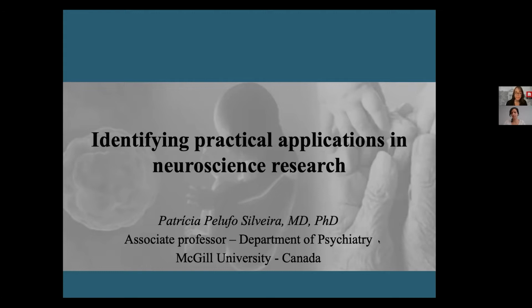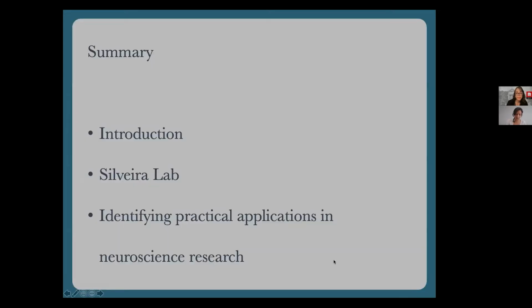So I'm very happy to be here and to be able to talk to you a little bit about our experience of identifying practical applications in neuroscience research. And here's a bit of a summary of my talk this morning. I'm going to do a brief introduction, talk a bit about the work we do in the lab, and then we're going to go about the subject of the webinar.